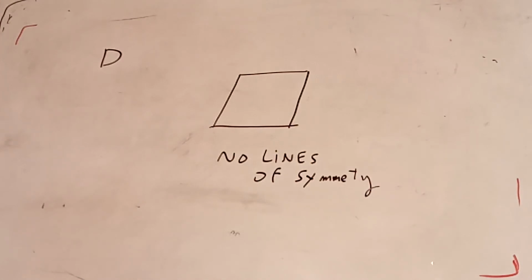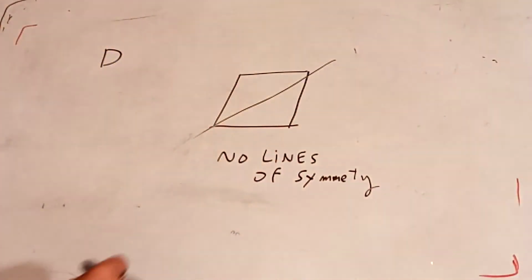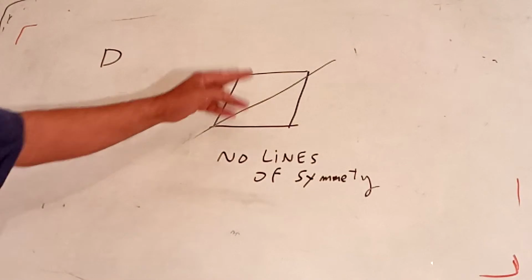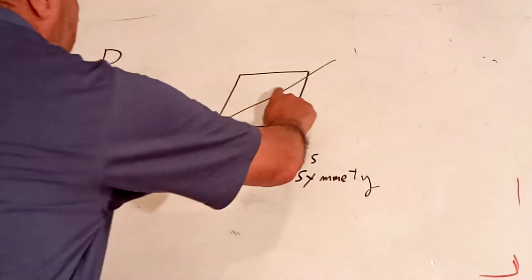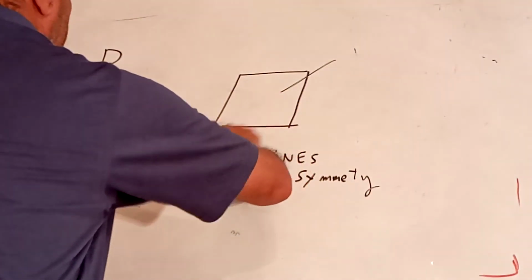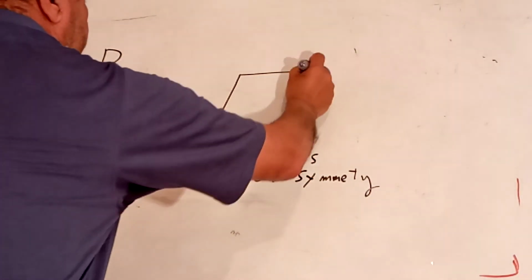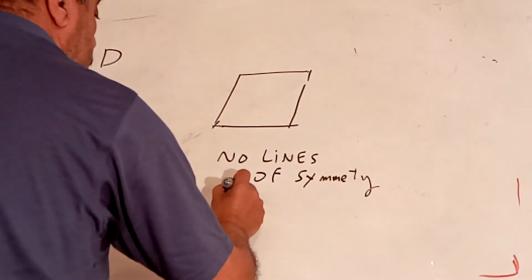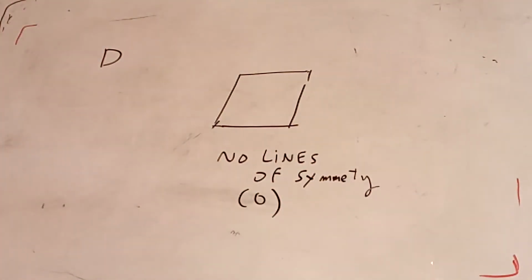You can see it under no circumstances. Okay, if you do this and you think this one will be a line of symmetry, look at this one. If you fold this one over the other one, they will not fit over each other. Over this line, no, they will not fit. So it has no lines of symmetry. So lines of symmetry are 0. You can say it's 0.